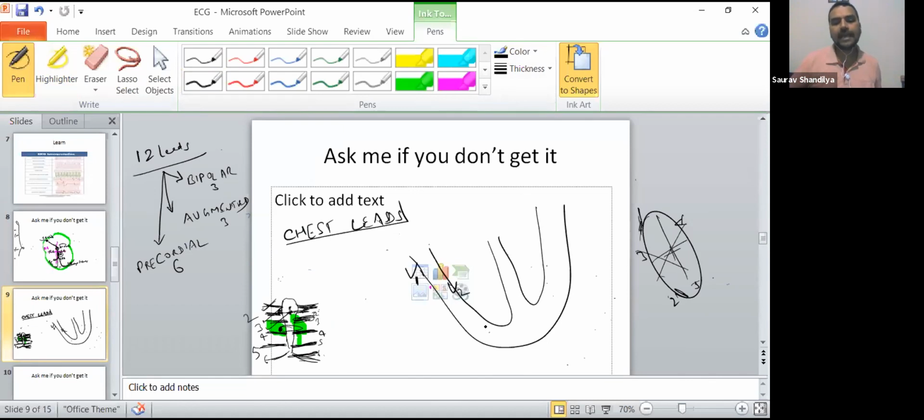And then just forget V3 for some time. Come to V4. V4 should be in the mid axillary line in the fifth intercostal space. Okay, fifth intercostal space, left side in the middle axillary line, you have V4. Now go to V5. V5, you know where it is? It is in the anterior axillary line in the fifth intercostal space.